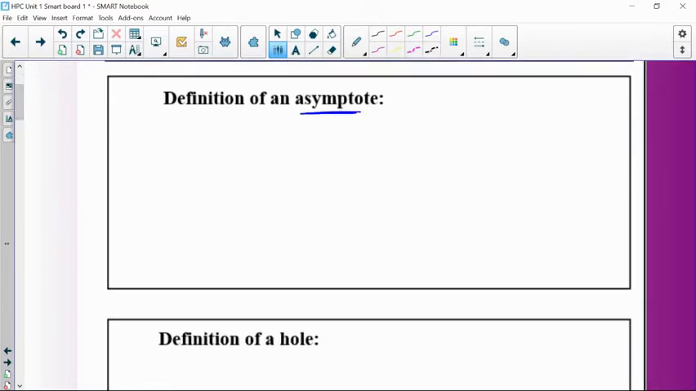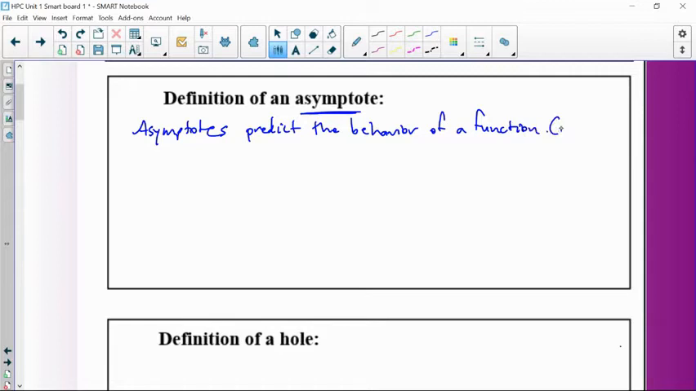First of all, what's the definition of an asymptote? Okay, so the definition of an asymptote: asymptotes predict the behavior of a function or a graph. Most of these, since we're dealing with rational functions, I'll say functions, that's fine. Asymptotes predict the behavior of a function, or a graph, because the asymptote itself is not part of the function.